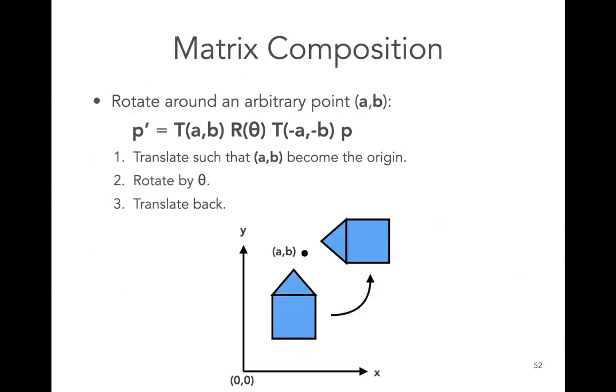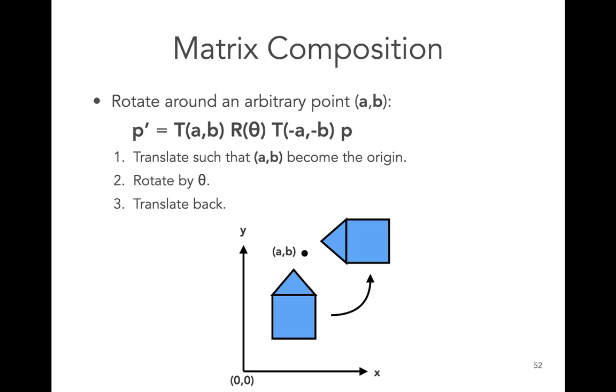Okay, so now that we can compose our transformations, we can do things like rotate around an arbitrary point. We don't need to always rotate around the origin. We can rotate around a point AB. So how can we do this? Well, we can first translate so that AB becomes the origin. So we will translate the point by minus A, minus B. That will take the point AB to the origin.